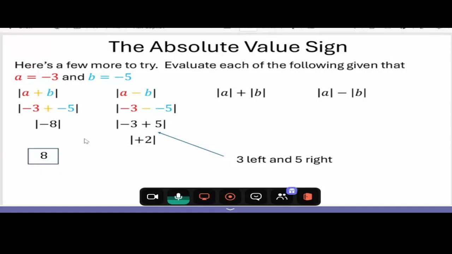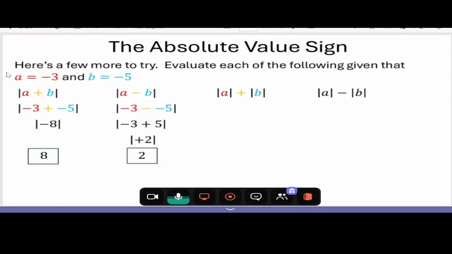Makes it positive. It already is positive, so it doesn't change it. Some people will start flipping that to a negative. Careful. The absolute value doesn't change the sign. The absolute value just makes it positive. If it's already positive, nothing changes. If it's negative, it becomes positive.